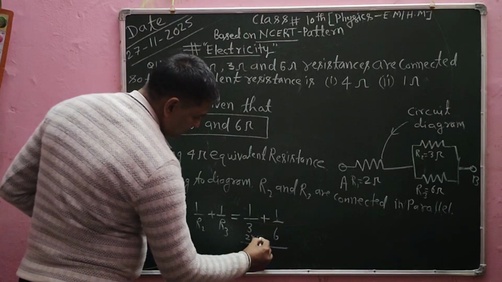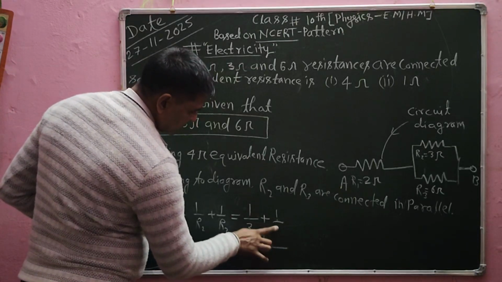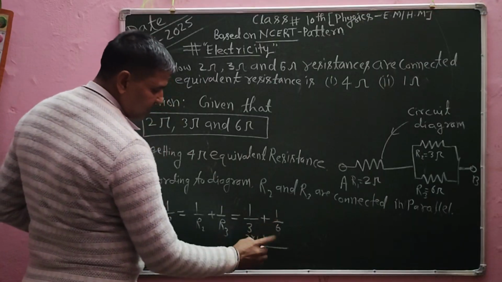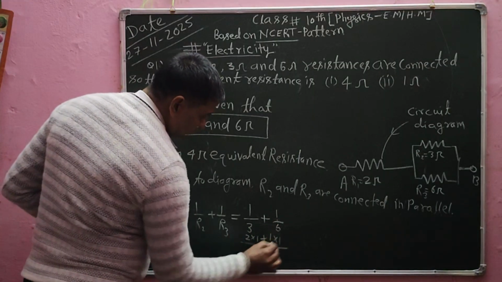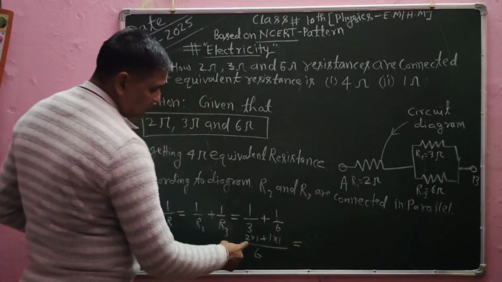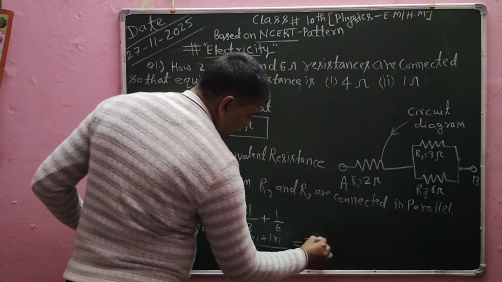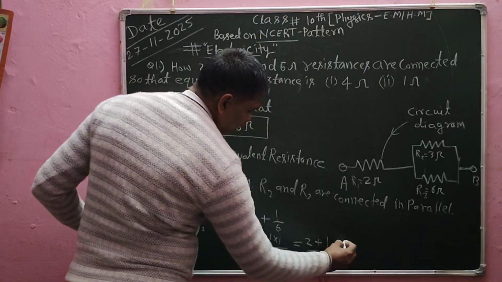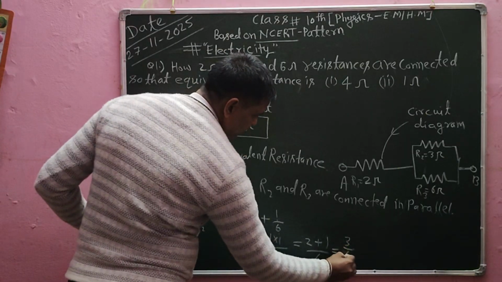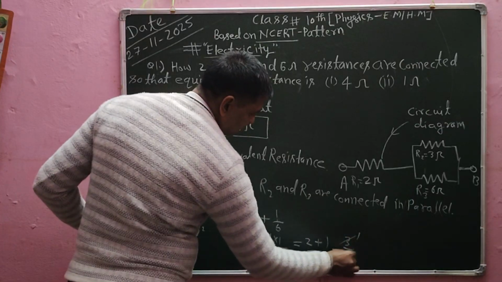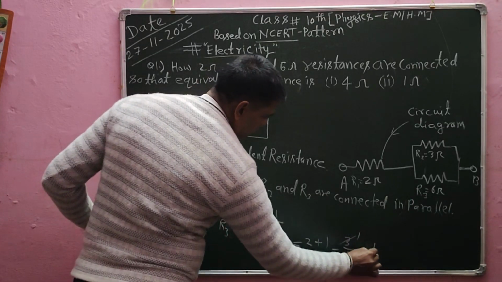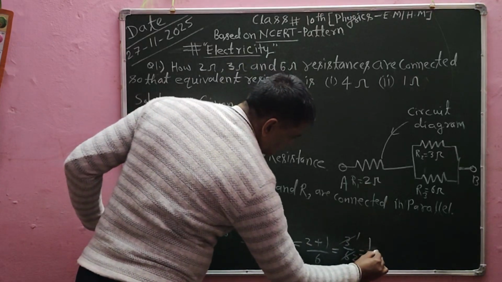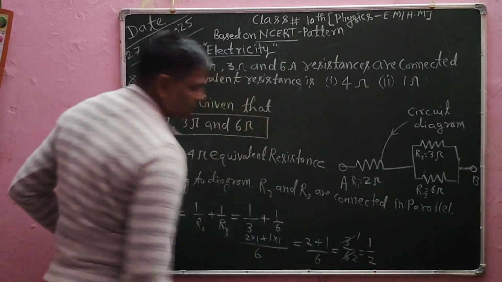Now the plus sign is available, so I put a plus here. Now I divide 6 by 6, so I get 1, and 1 into 1 is 1. So I write 2 plus 1, divided by 6. In other words, 3 divided by 6. It means 3 ones are 3, 3 twos are 6, which gives 1 by 2. So after simplification, its value is equal to 1 by 2.